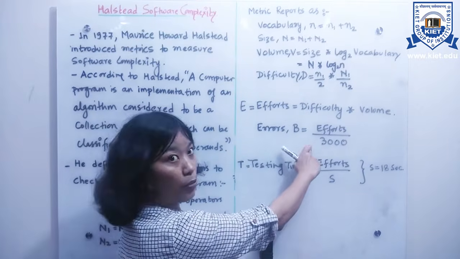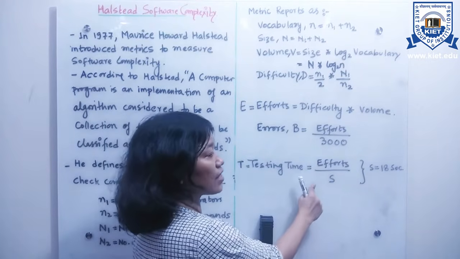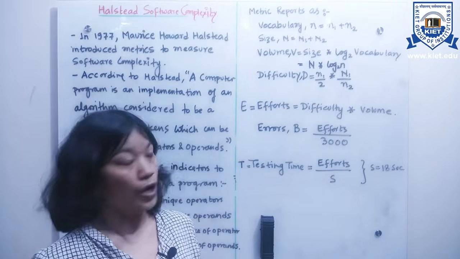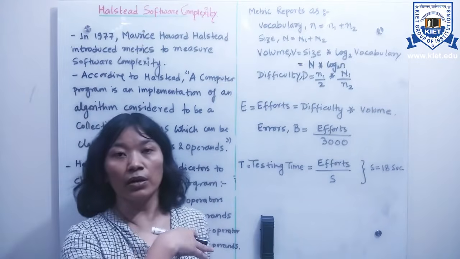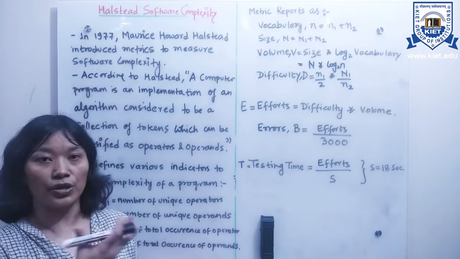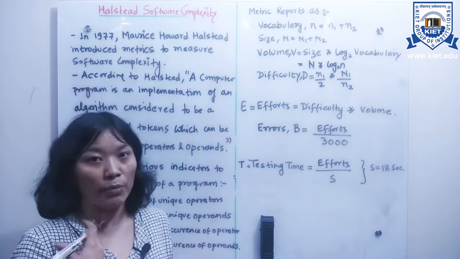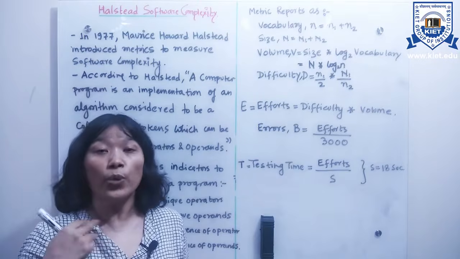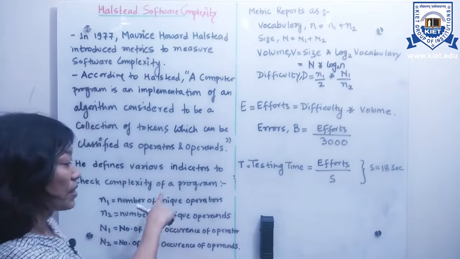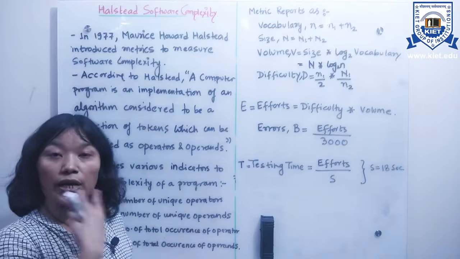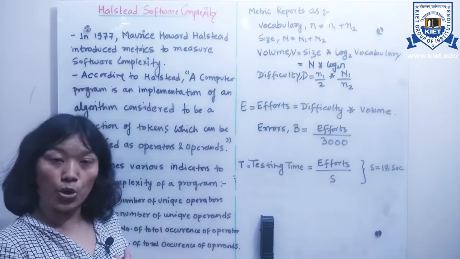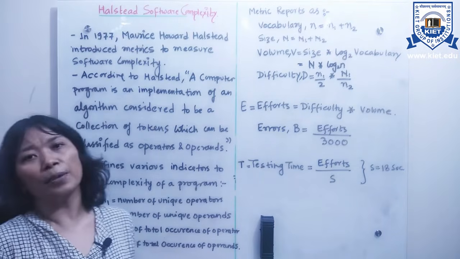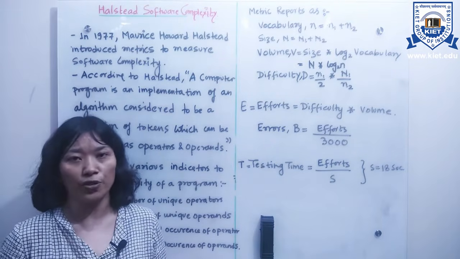Errors is effort upon 3000. Testing time is effort upon s, where s is 18 seconds. By these calculations, we can easily estimate the software metrics in terms of the complexity of the software. We calculate this complexity on the basis of the tokens given in any program. These tokens can be the operators and the operands. So it is very simple to calculate the complexity of a software program.